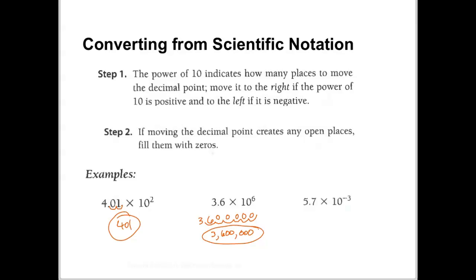Okay, 5.7 times 10 to the negative third, that's a very small number, so we're going to be moving the decimal to the left. 1, 2, 3 spaces, so my decimal's here. Open spaces get filled with zeros, so it's 0.0057.